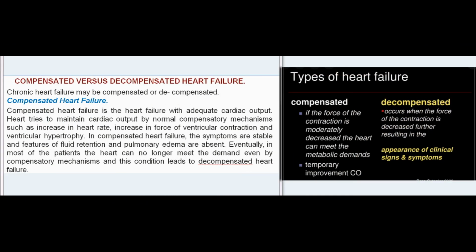Compensated versus decompensated heart failure. Chronic heart failure may be compensated or decompensated. Compensated heart failure. Compensated heart failure is the heart failure with adequate cardiac output. The heart tries to maintain cardiac output by normal compensatory mechanisms such as increase in heart rate, increase in force of ventricular contraction and ventricular hypertrophy. In compensated heart failure, the symptoms are stable and features of fluid retention and pulmonary edema are absent.